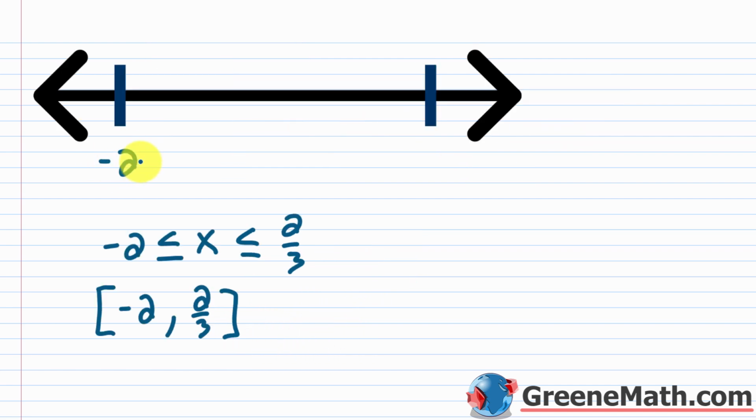So let's put a negative 2 there. Let's put a 2/3 there. Let's put our bracket in here to show that it's included. Again, you can use a filled in circle. Let's put a bracket here to show that's included. And let's just shade everything in between to show that, again, from negative 2 and including negative 2, going up to 2/3 and including 2/3, those values work as a solution.